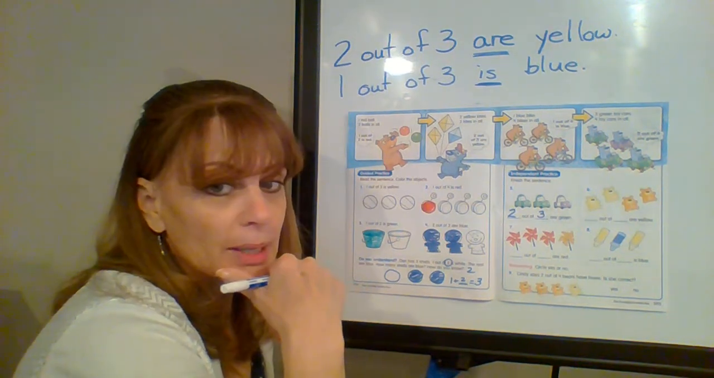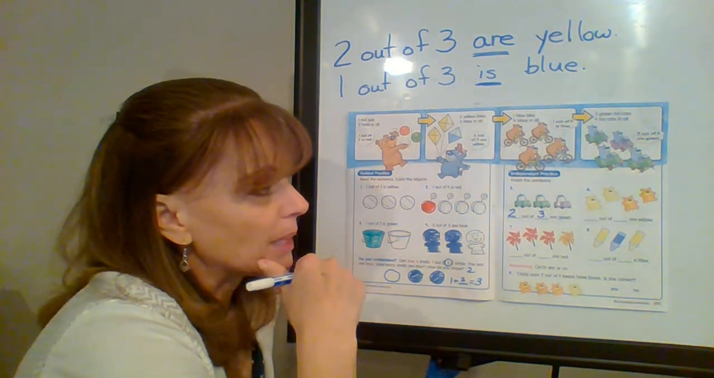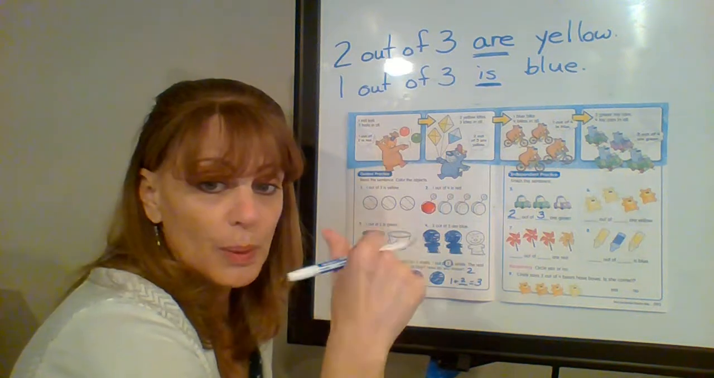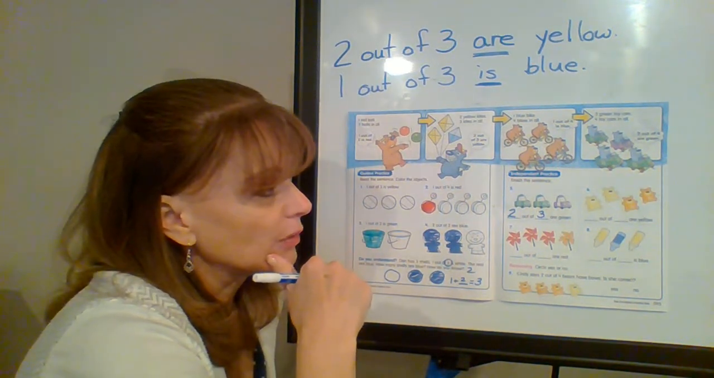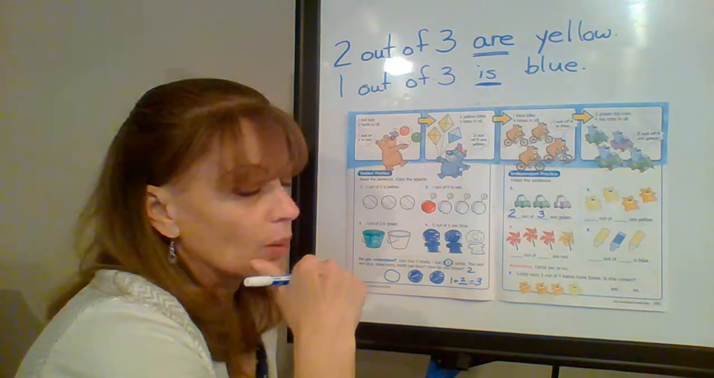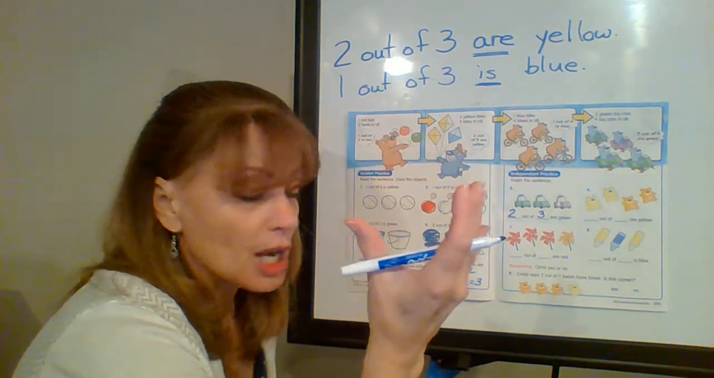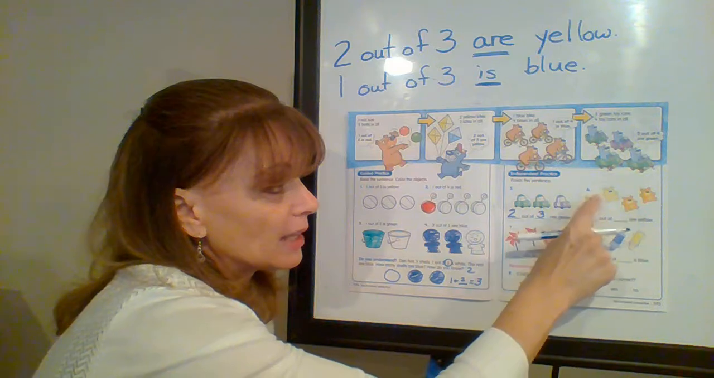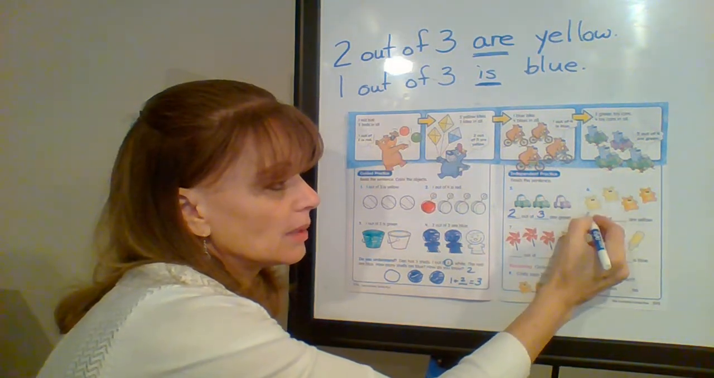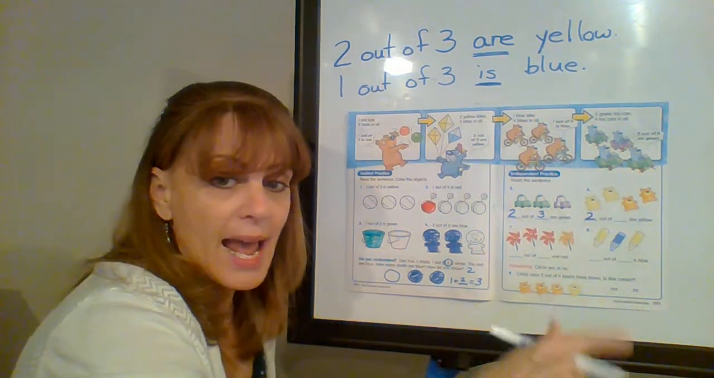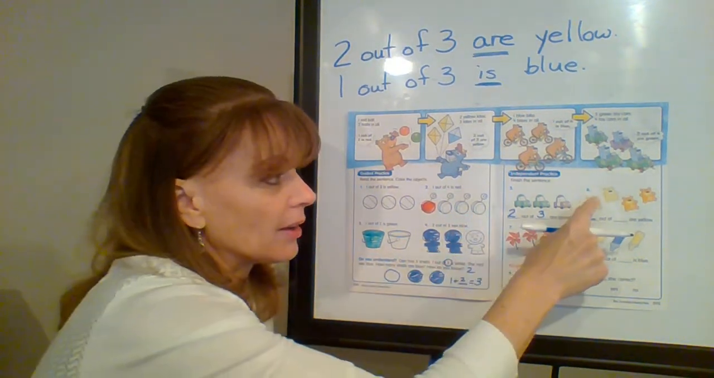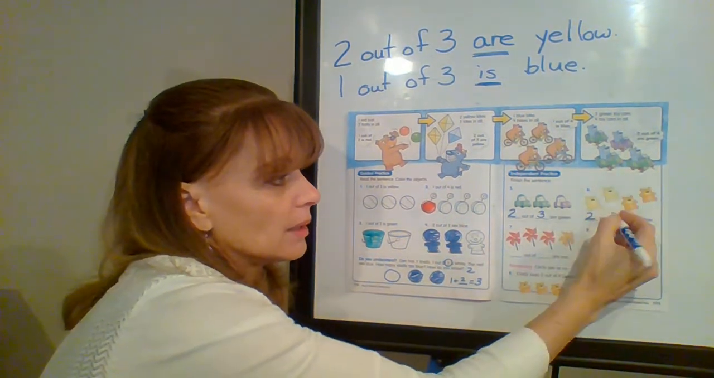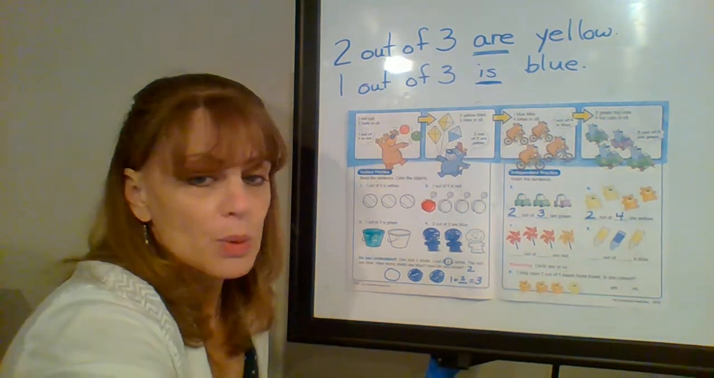See if you can do that one by yourself. Blank out of blank are yellow. If you're not sure, just wait. We're going to do it together. Well, the first number is the number you're talking about. So how many are yellow? 2. The second number is how many in all. In the whole set, how many are there? 1, 2, 3, 4. So 2 out of 4 are yellow.